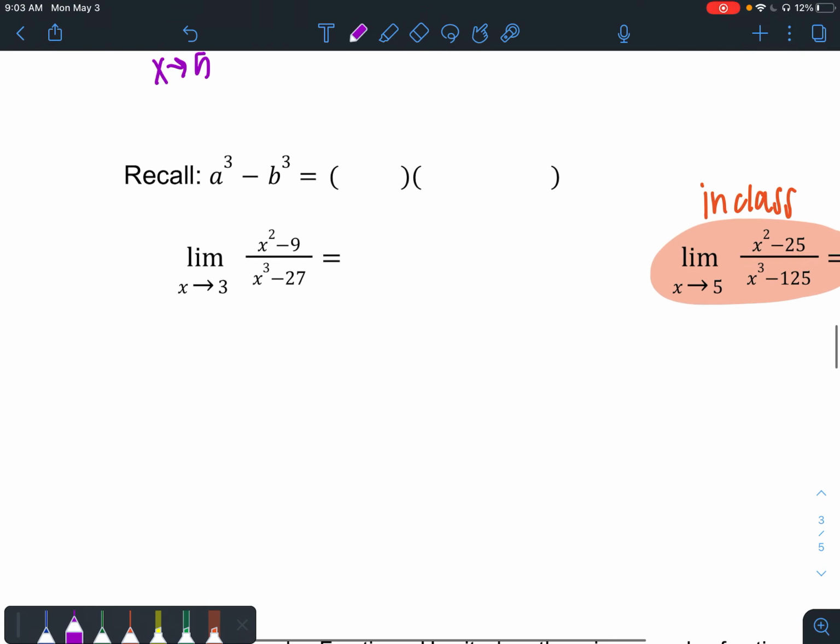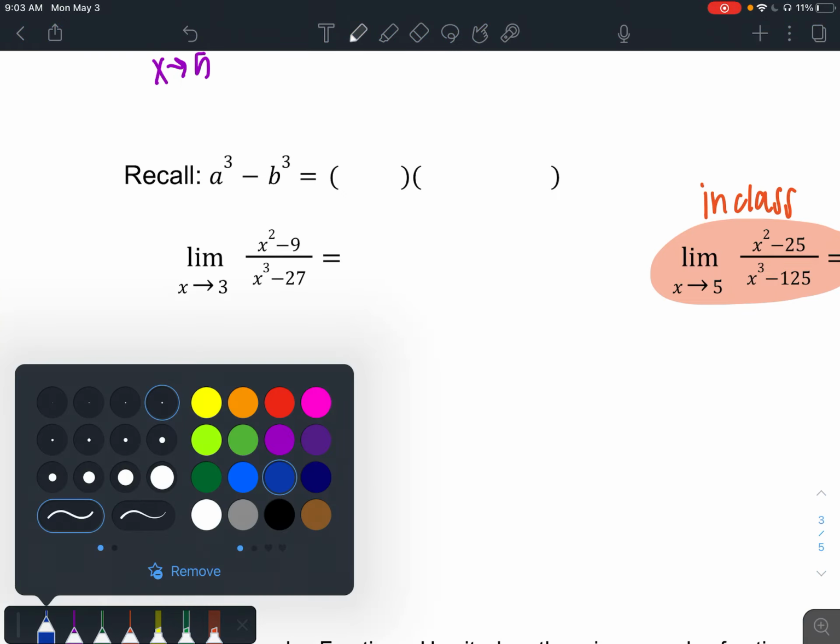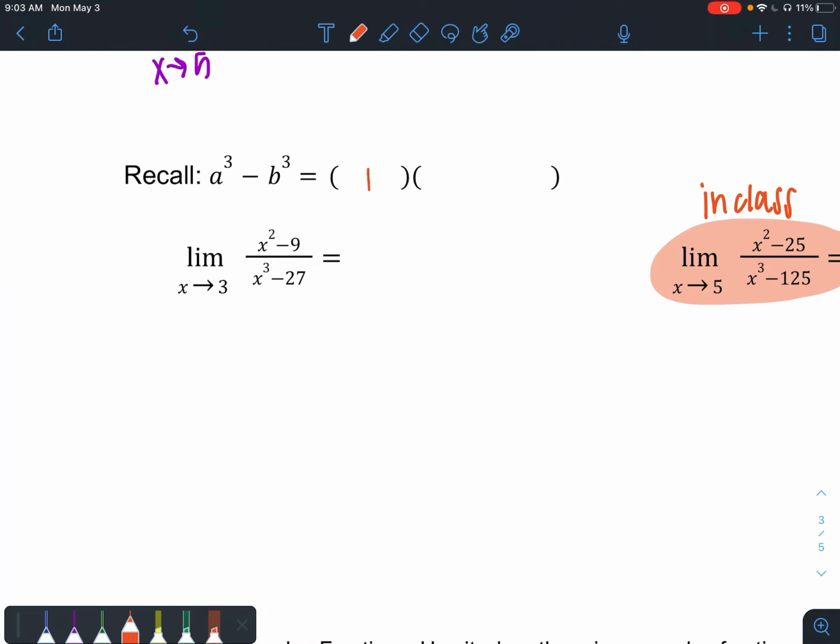With factoring, we need to remember that the difference of cubes is going to be same, opposite, always positive. In the first factor, it's going to be the cube root of the first term and the cube root of the second term. Then I'm going to square the first number and put it here, square the second number and put it here. Then I'm going to multiply these two numbers together.